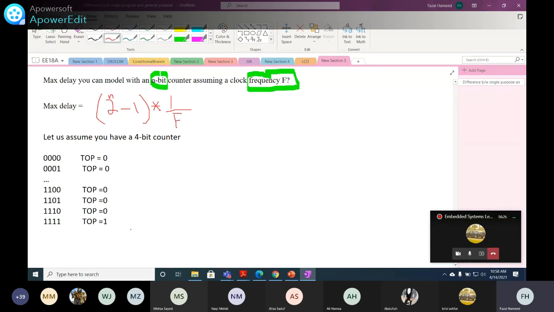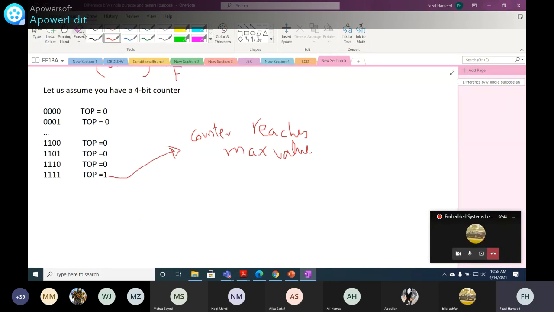So top indicates the counter reaches the maximum value. And when it's incremented, what will be the next value? It wraps around, right? The next value will again be 0 0 0 0, starting again. And then what will the value of top be? 0. Now the top is also reset. It means that now it will go to the second time interval.